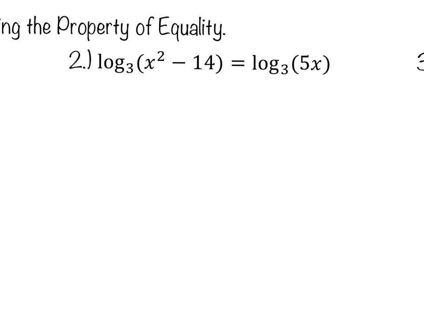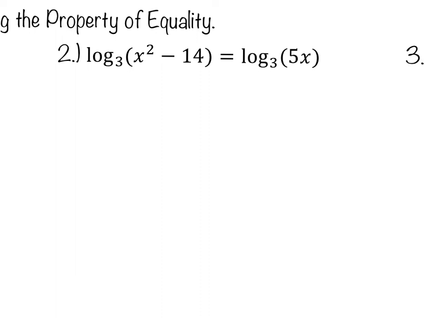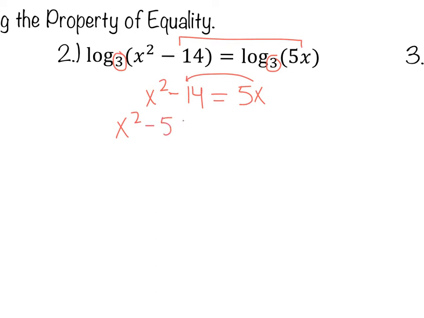Okay. Here's another one. Say they have the same base 3. So what we can do is just set whatever they're logging equal to each other. So I have x squared minus 14 equals 5x. And you probably cringed a little bit when you saw this. Yes, this is a quadratic. So we do need to get everything to the same side. So I'll have x squared minus 5x minus 14 equals 0.